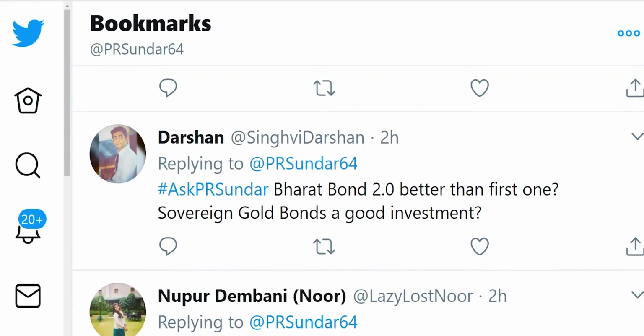Darshan asks: Bharat Bond 2, is it better than the first one? Sovereign gold bonds, good investment? Number one, Bharat Bond 2 is better than the first one. It can be seen in two different ways. When Bharat Bond 1 was launched last year in December, if you bought it directly from the fund house and hold until maturity, you would get about 7.5% interest. Whereas now if you buy directly from the fund house, the interest rate, if I am not wrong, is less than 7%, around 6.8%. That is one way of looking.